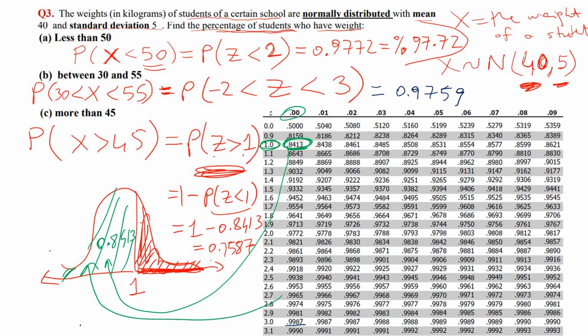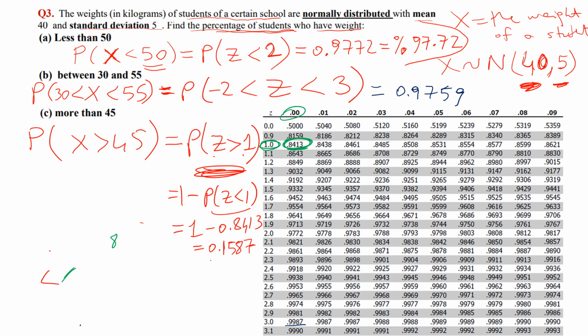No, it's not. So it will be just 1. Okay, then you can say the percentage of the students who weigh more than 45 is 15.87%. And of course, here we have to change it to percentage because it says percentage, so it has to be 97.59%.